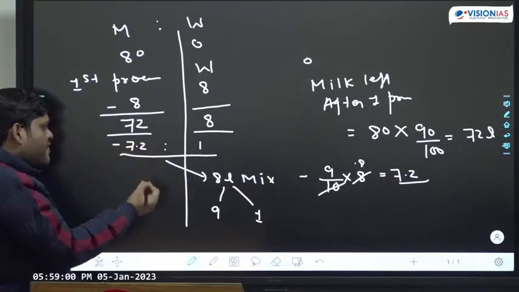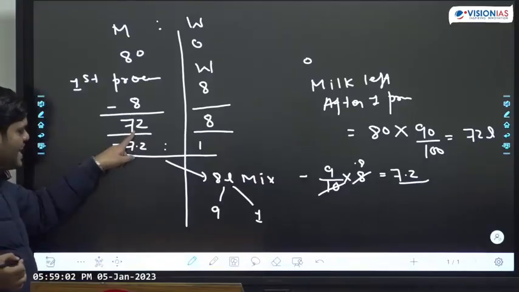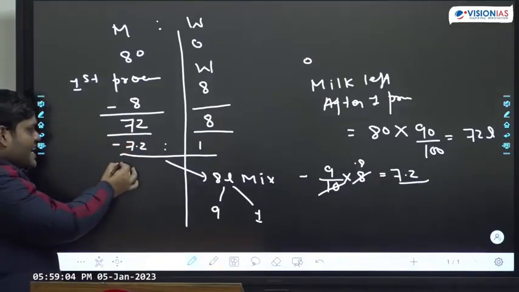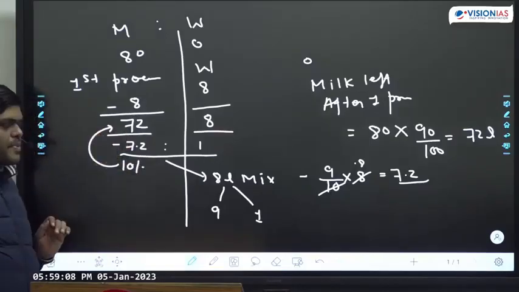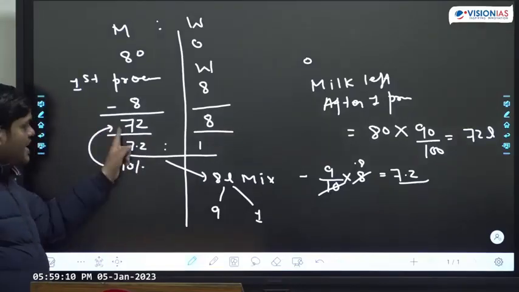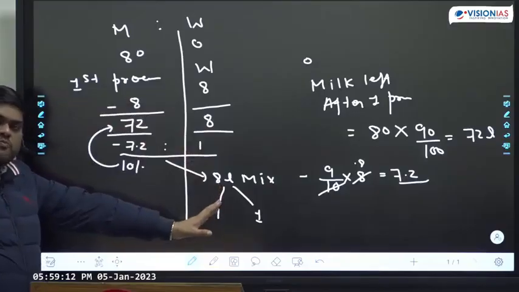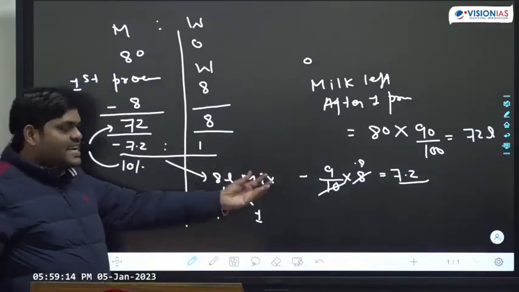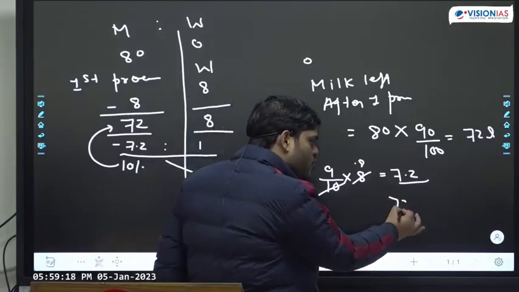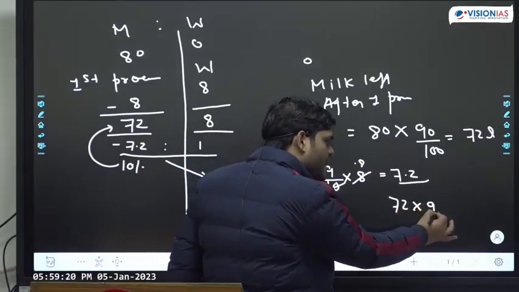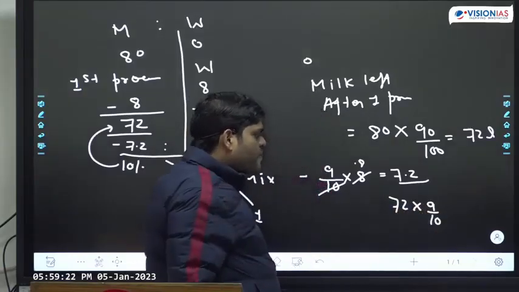And you can see that 7.2 is again 10% of 72, or not? So again you are taking 10% of milk out and then adding the water. So when again 10% of milk goes out, how much milk will be left? 90% of milk will be left.